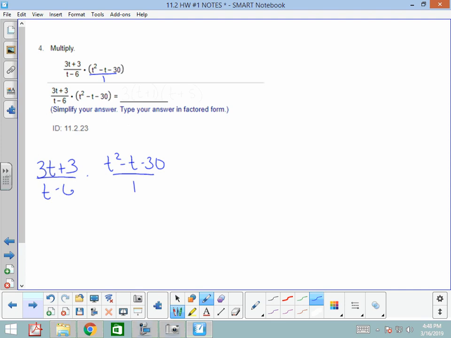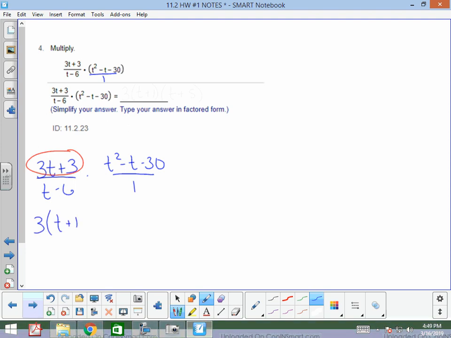All right, so now we're going to factor. I'm going to start by factoring the first numerator, and the greatest common factor is 3. Now the denominator does not factor. That's just going to say t minus 6 times. Now t squared minus t minus 30 will factor to t minus 6 and t plus 5.